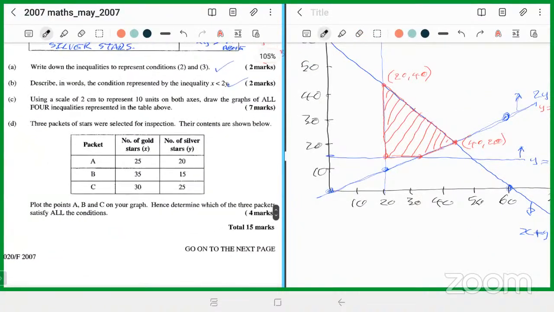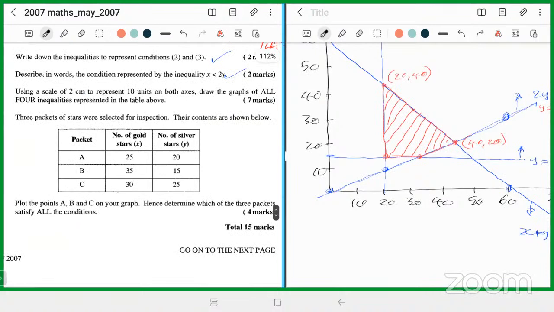So here it says 3 pockets are selected for inspection. Their contents are shown below. Pocket A has 25 gold stars and 20 silver stars. So this means that A is the point 25, 20. And then B has 35 gold stars and 15 silver stars. So it means that B is the point 35, 15.